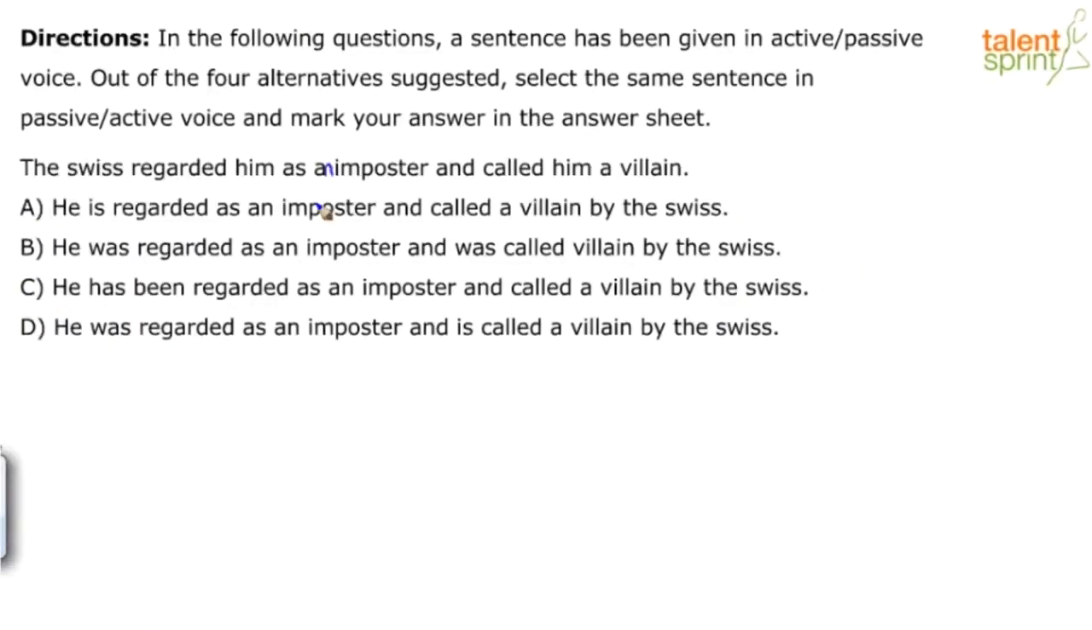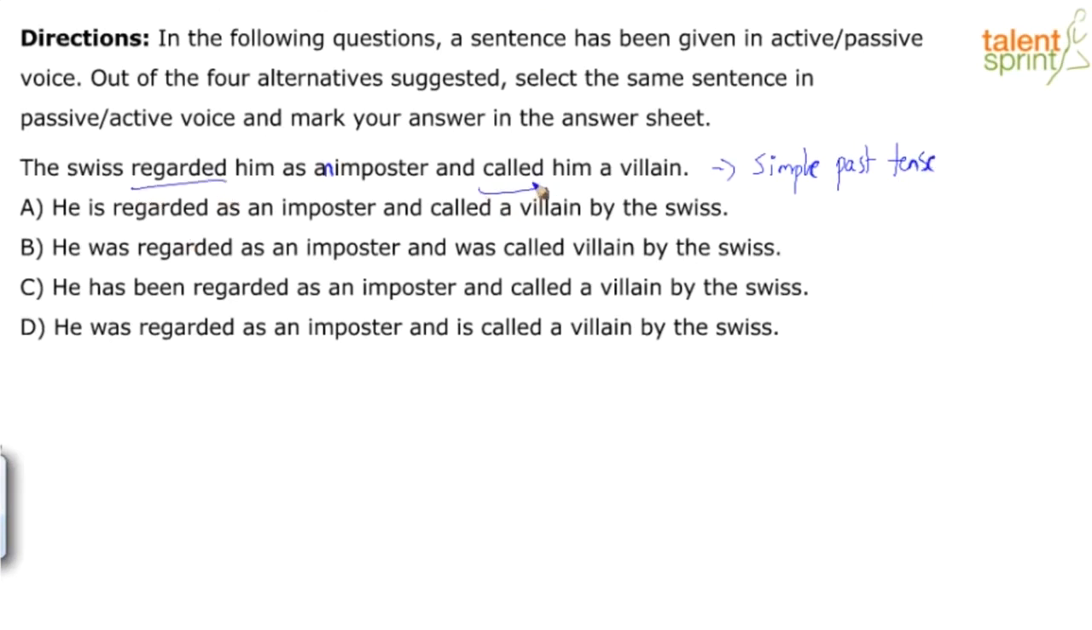The last one: the Swiss regarded him as an imposter and called him a villain. Okay. So I'm looking at both the options. Obviously, this is an active voice, right? It's in the simple past tense. How do I know that? I have the verbs giving me the answer. Regarded, called: simple past tense.